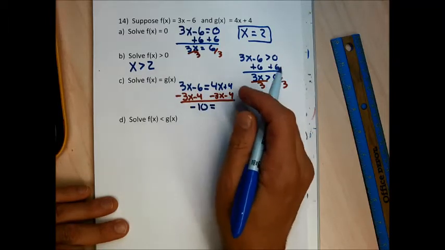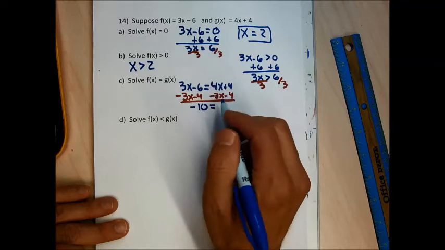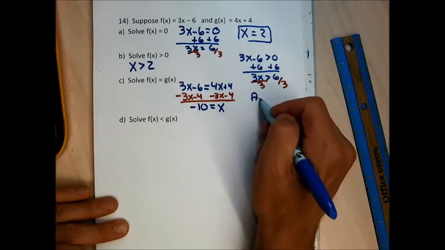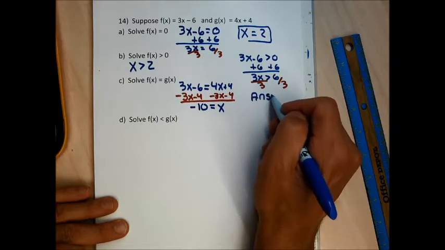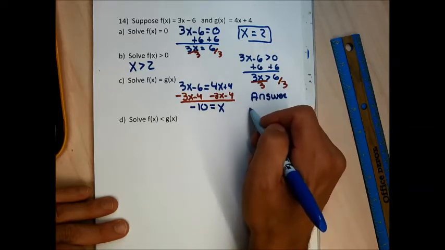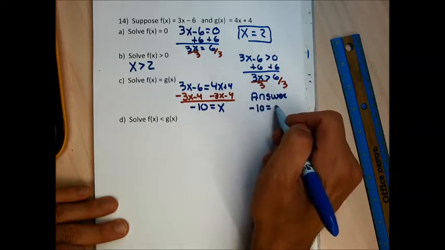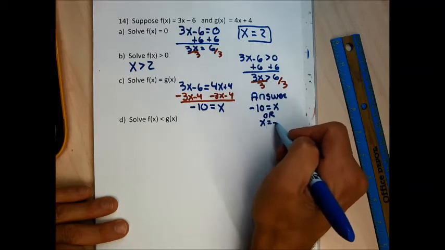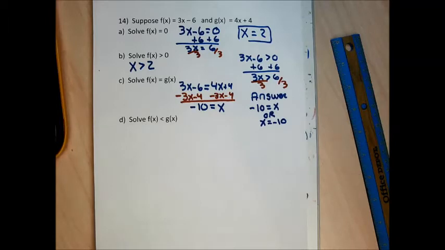Bring down my equal sign on the right side. 4x minus 3x is 1x. 4 minus 4 is 0. My answer, I can write negative 10 equal to x, or I can write x equal to negative 10. It's up to you. If it bugs you having the x on the right-hand side, you can just flip that, and it means the same thing.